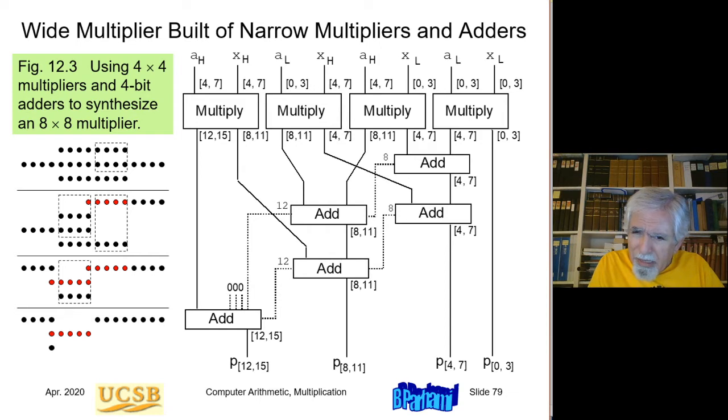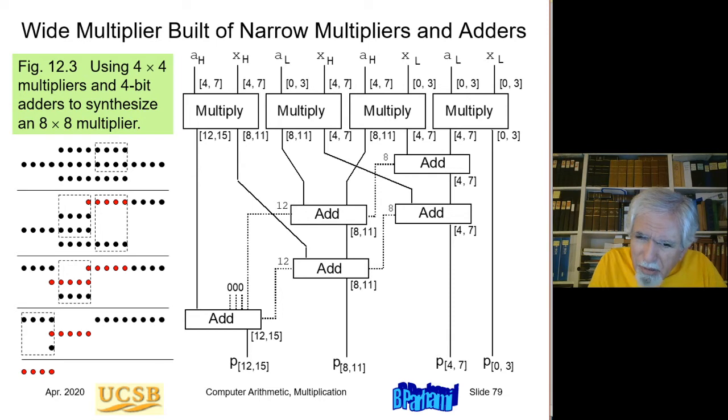And so notice that these 8 bits over here are single bits, so they're already in final form. These 4 bits, 4 of the red dots, are also single bits. So I need to somehow reduce these, and I apply a 4-bit adder there, in which one input is a 4-bit number.